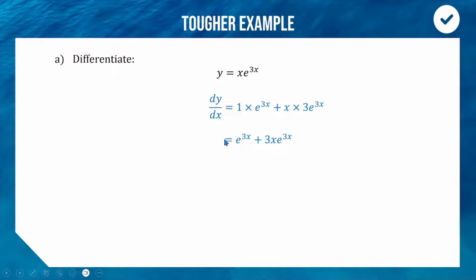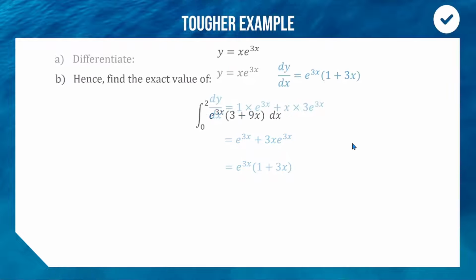So we can see here we have a common factor of e to the 3x. Factor that out the front and you get 1 plus 3x as an even better final answer for part A. So well done if you got that as well, or it just makes sense, you're doing well. Okay, now we have the derivative.